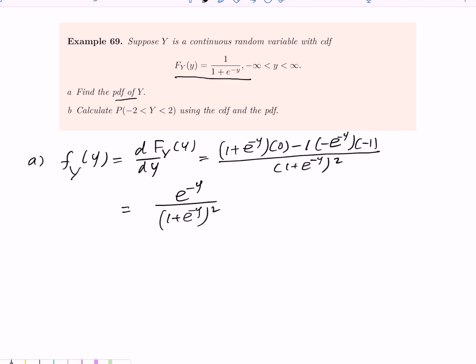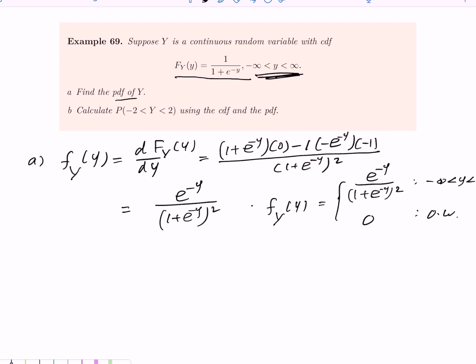So how do we write the PDF in the standard form? This is e^(-y) over (1 plus e^(-y))^2. This is true for negative infinity to positive infinity, otherwise it is 0.